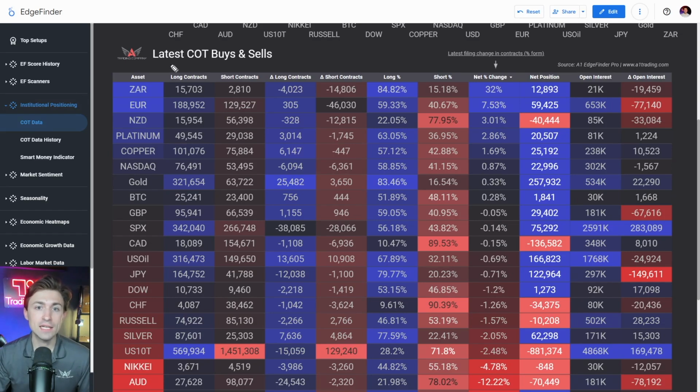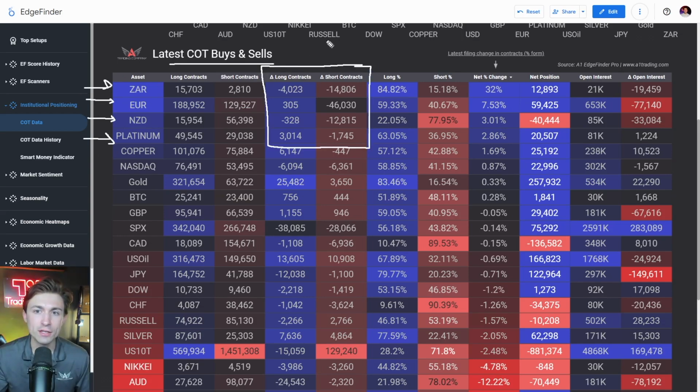It is the latest commitment of traders, buys and sells. Now this is updated weekly, and so this shows you on a week-to-week basis a heat map of the biggest money moves from the institutional players. So at the top of the list, you can see things that institutional money made the biggest net accumulation of. And I want you to pay attention to these two columns quickly, because what we can see here is the change in long contracts week to week and the change of short contracts week to week.